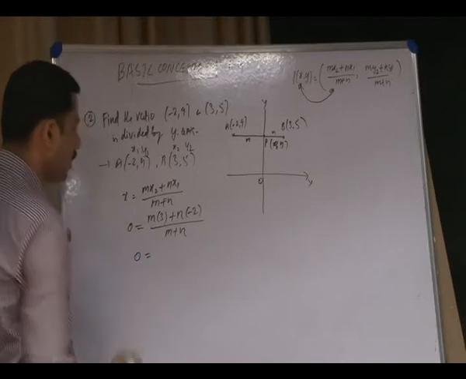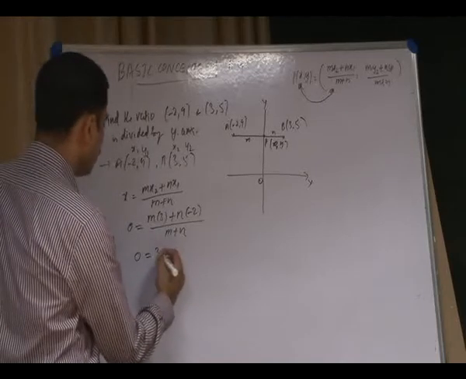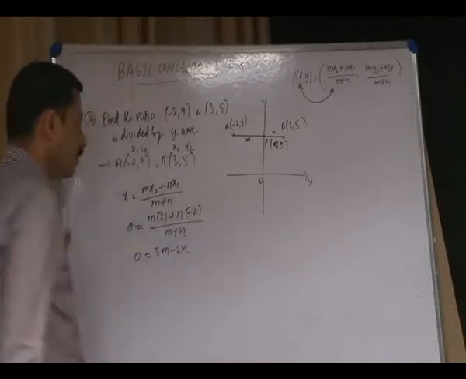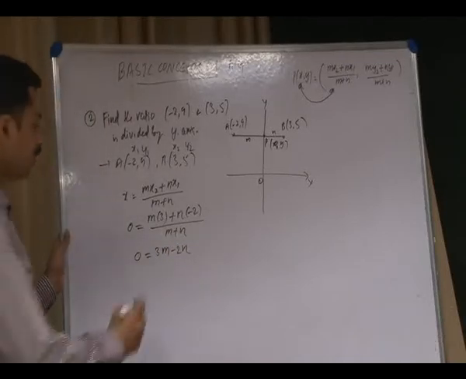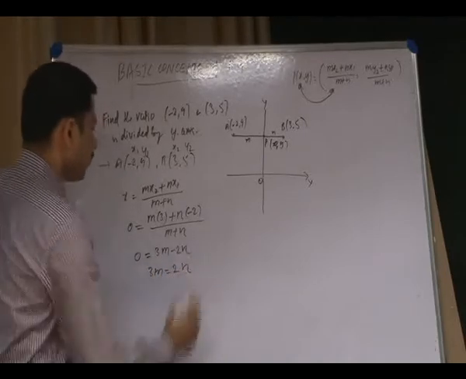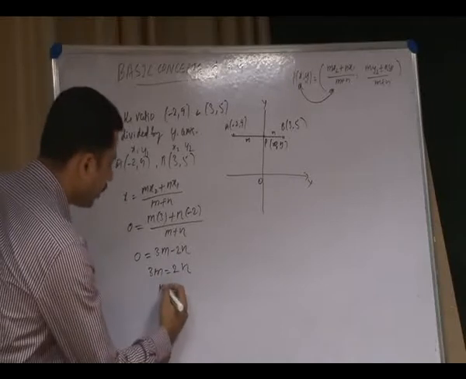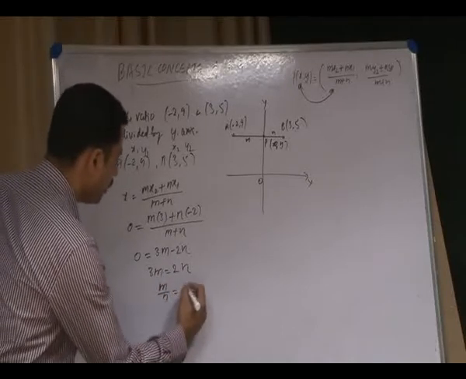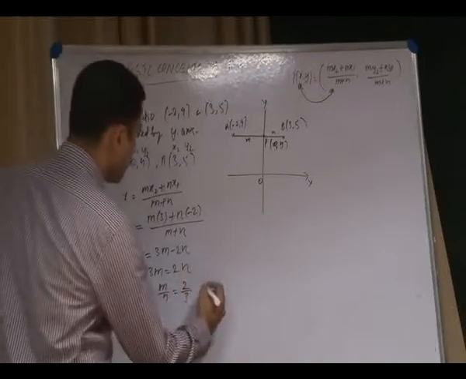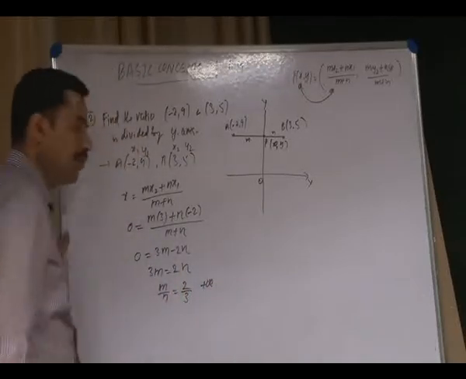Zero into anything is 0, so 0 is equal to 3m minus 2n, or you can write this as 3m is equal to 2n. So, we need the ratio m by n, therefore m divided by n is equal to 2 divided by 3. Here also this ratio is positive, that means it is also internal division only.